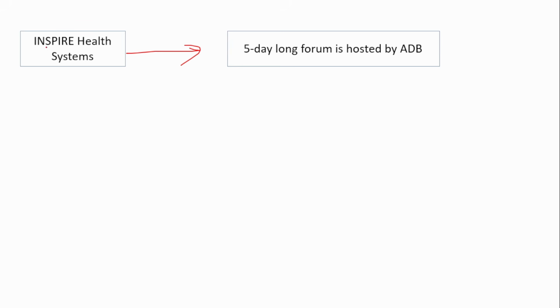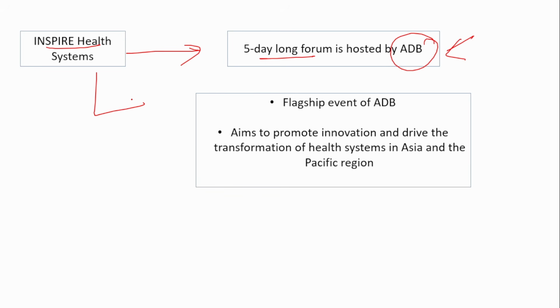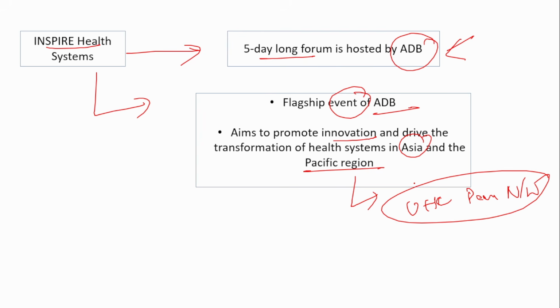This UHC Peers network was launched in a forum called Inspire Health System. Inspire Health System is a 5-day long forum hosted by the Asian Development Bank, and in this forum UHC Peers was launched. So what is Inspire Health System? It is a flagship event of the Asian Development Bank, and the purpose of this event is to promote innovation and drive the transformation of health systems in Asia and the Pacific region. Under this, UHC Peers has been launched. UHC Peers is a network for exchanging solutions to ensure that underserved people are also covered under the health system.